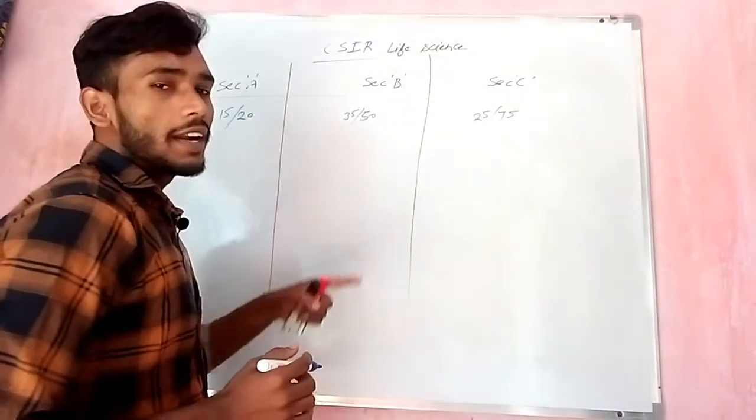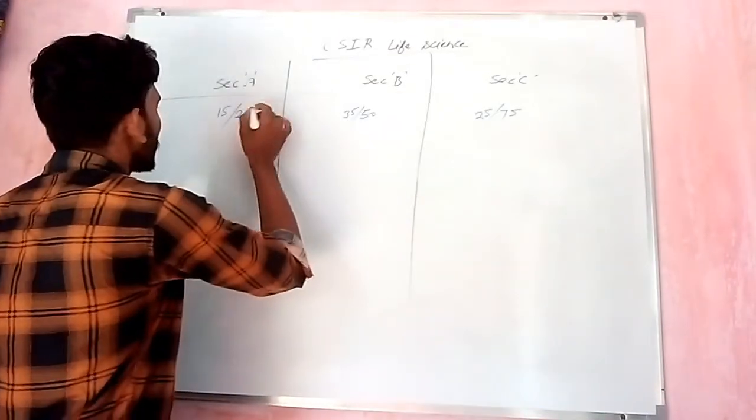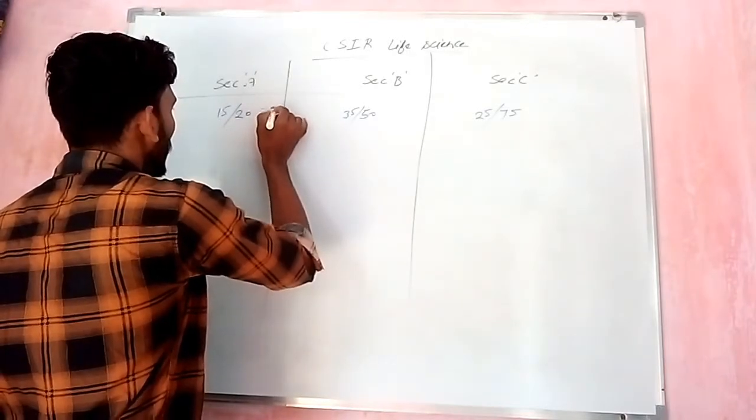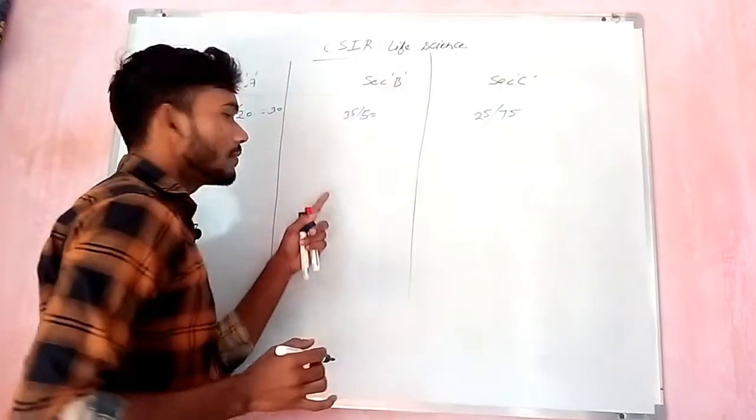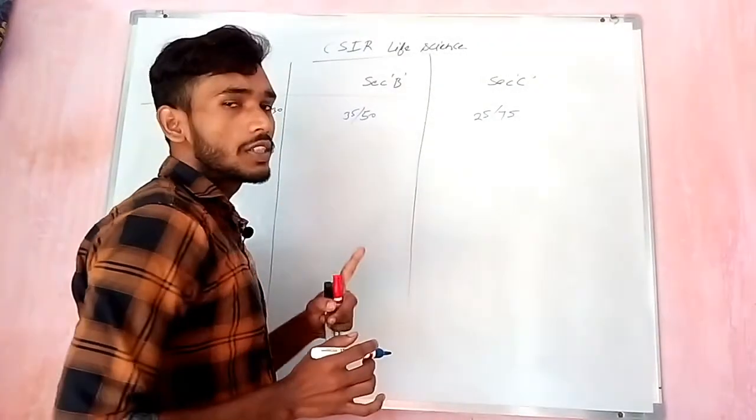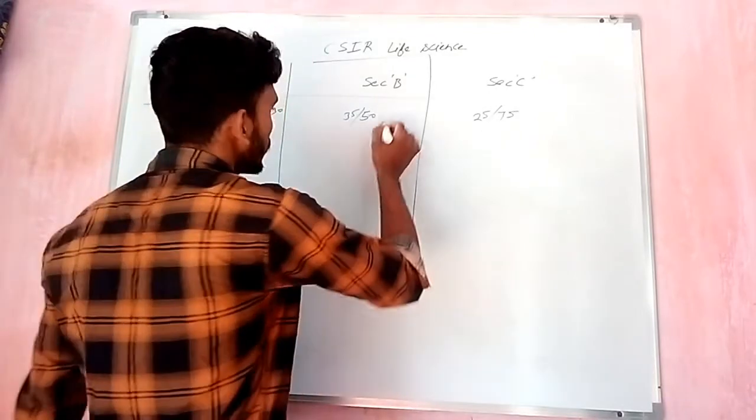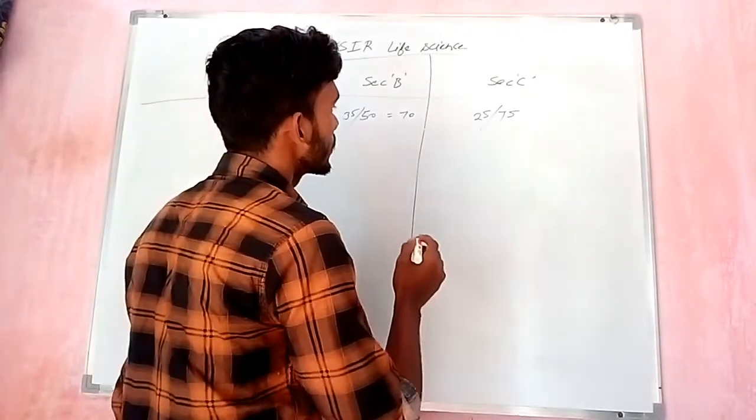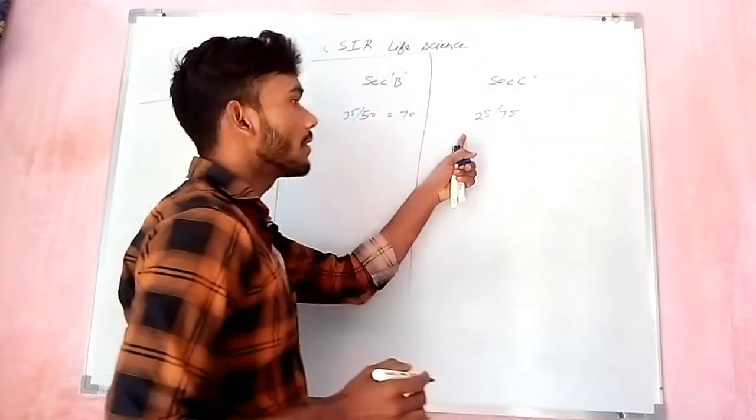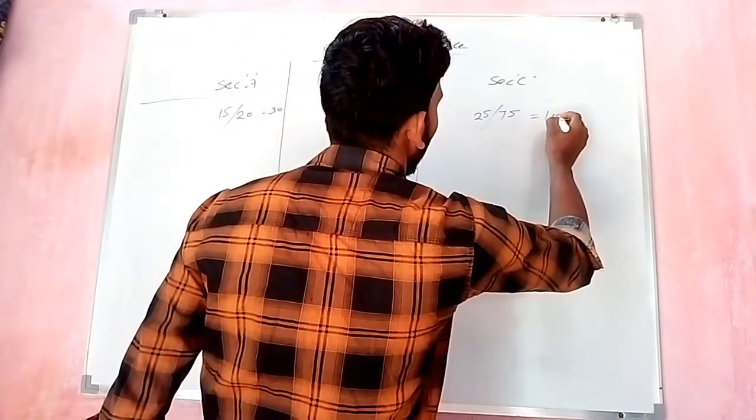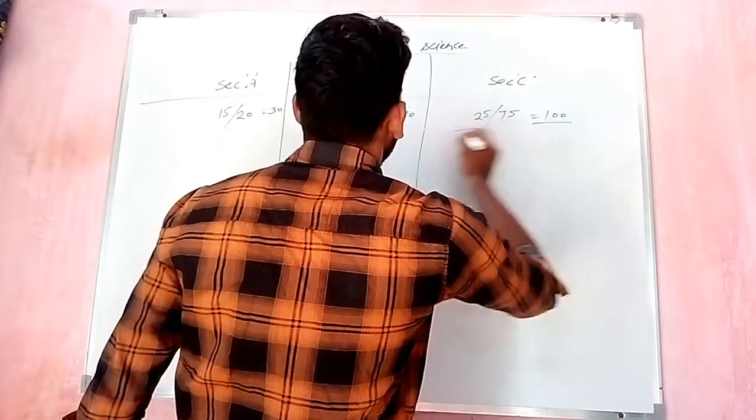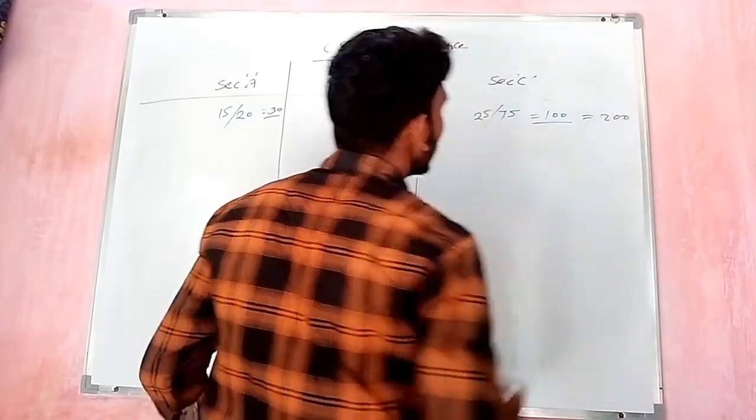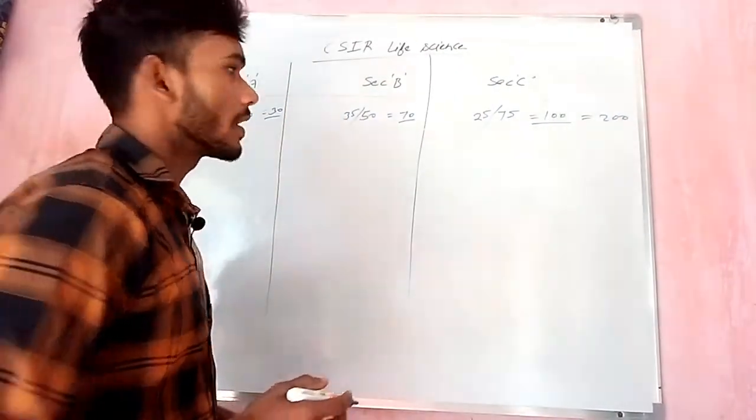In both section A and B, each question is of 2 marks, and we have to attempt 15 in section A. 15 into 2 is equal to 30 marks. In section B, we have to attempt 35, and each question is of 2 marks. 35 into 2 is equal to 70 marks. In section C, each question is of 4 marks, and we have to attempt 25. 25 into 4 is equal to 100 marks. Let's calculate: 100 plus 70, 170, plus 30, 200. So in the CSIR UGC NET exam, total marks is 200.